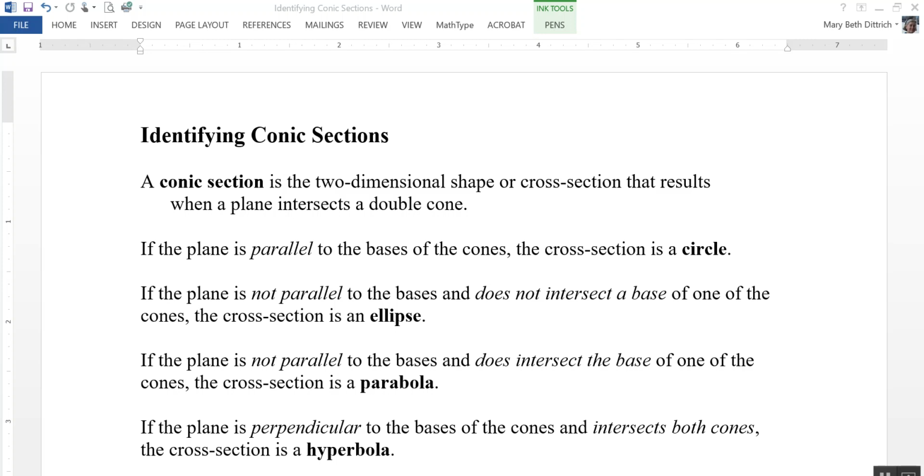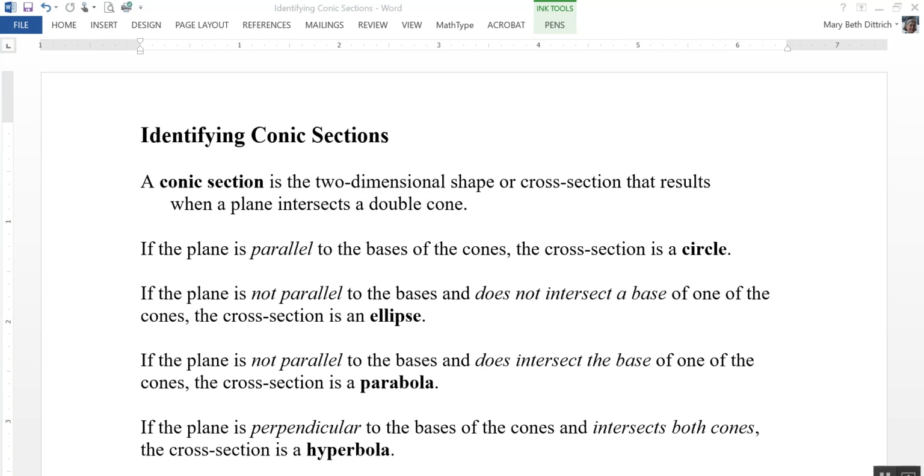This video is on identifying conic sections. A conic section is the two-dimensional shape or cross-section that results when a plane intersects a double cone. A double cone being two cones that are joined by their vertices, or the two pointy parts.